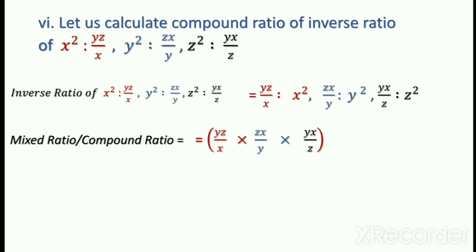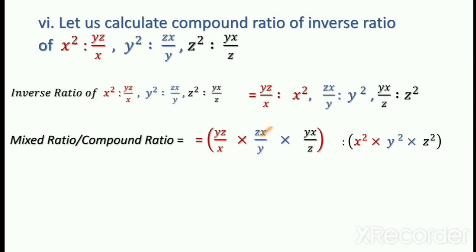So if you look at all the inverses, we have multiplied only the antecedents, the first terms, is to, then we multiply only the second terms. So this is the easiest way to do it. Again, remember, it is the product of antecedents is to the product of consequents. That is what we have applied here.